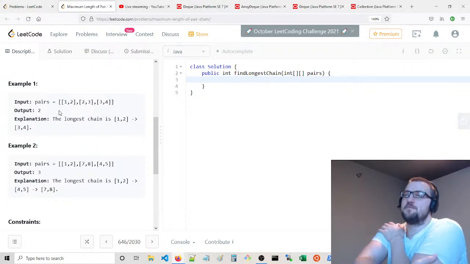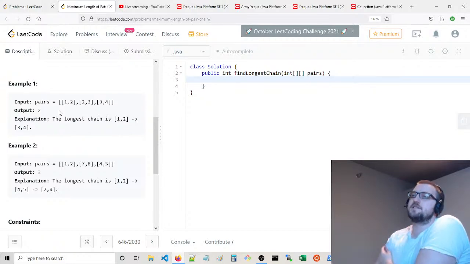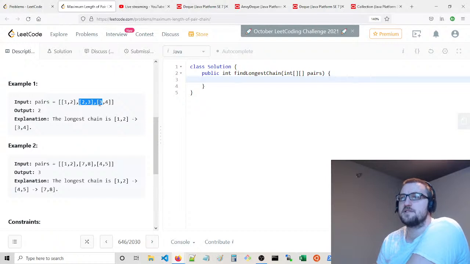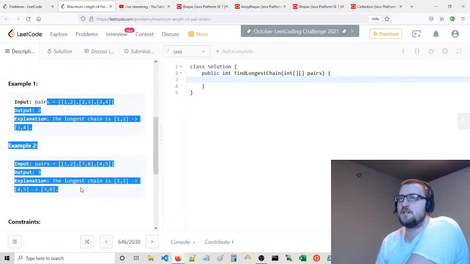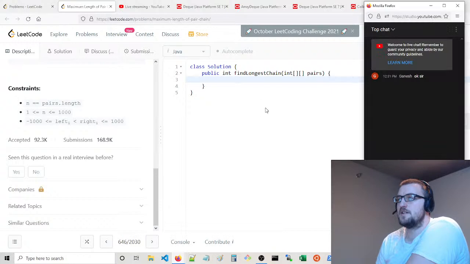Let's see. Okay, pairs 1,2; 2,3; 3,4. The longest chain is 1,2 to 3,4. They need to be strictly less than, not less than or equal to, but strictly less than. Pairs 1,2; 7,8; 4,5. So 1,2; 4,5; and 7,8 is the longest chain. Output 3. So I think sorting this is probably the best thing to do.